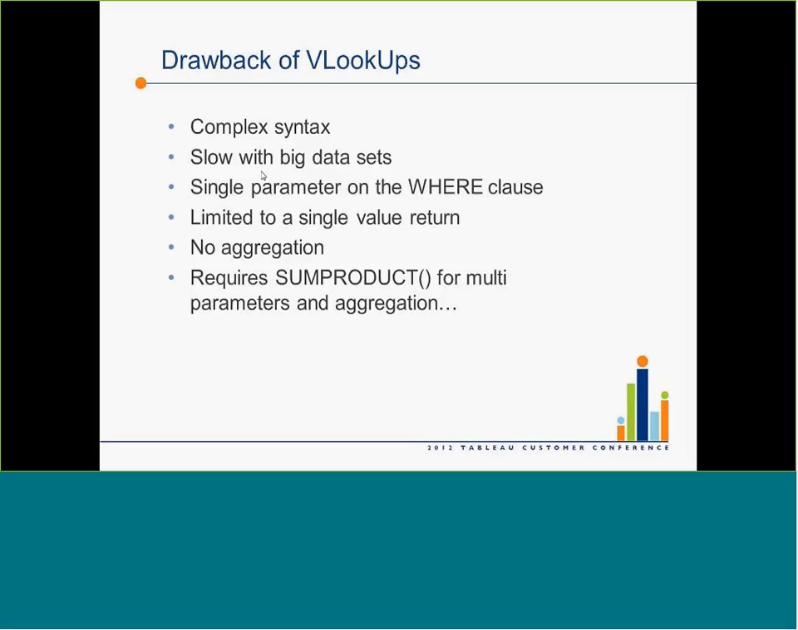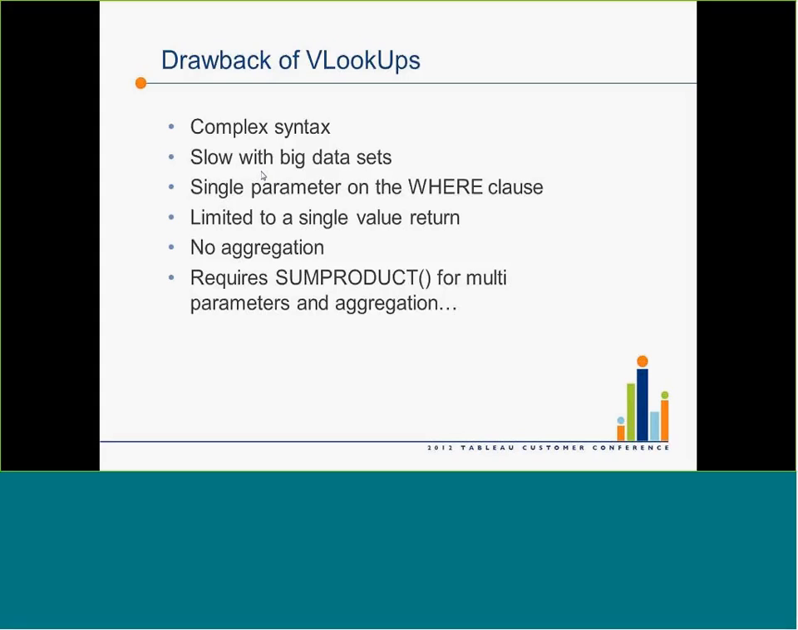And before we get into actually doing it on our own in Tableau, I want to talk about the drawbacks of the VLOOKUP function. It's complex in syntax. You have to really understand what's going on and how to form it. And it's really slow with large data sets over about 10,000 rows. Again, it's a single parameter on the where clause. So as we're doing the lookup, we're only specifying a join on one field. It's limited also to a single return value.